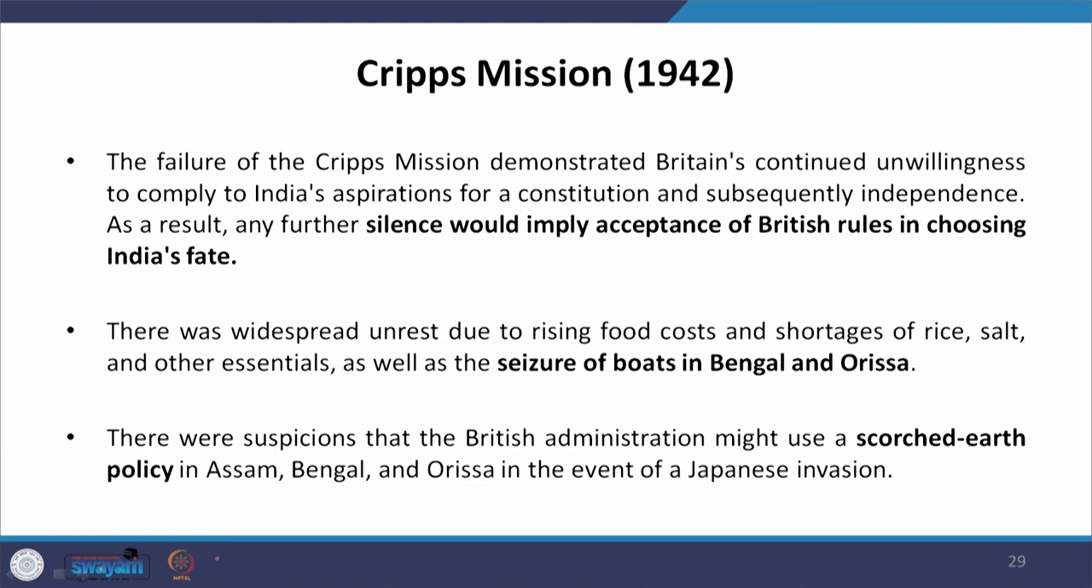There was widespread unrest as a result of rising food costs and shortages of essentials such as rice and salt, as well as the seizure of boats in Bengal and Odisha. We will talk more about the Great Bengal Famine of 1943 in our ensuing lecture. There were suspicions that the British administration might use a scorched earth policy, which they actually did during the 1943 famine. It was considered a man-made famine whose architect was Winston Churchill, and the scorched earth policy would be used in Assam, Bengal and Odisha in the event of a Japanese invasion.